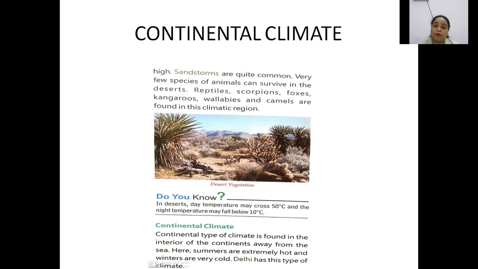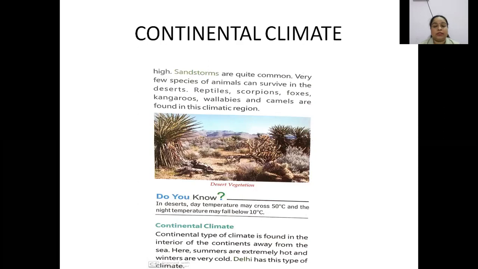There is no water for the plants to live. There is no water for the animals to live. So there is desert over there. What type of animals survive over there? Reptiles, scorpions, foxes, kangaroos, wallabies, camels, etc. are found in this dry climatic region.